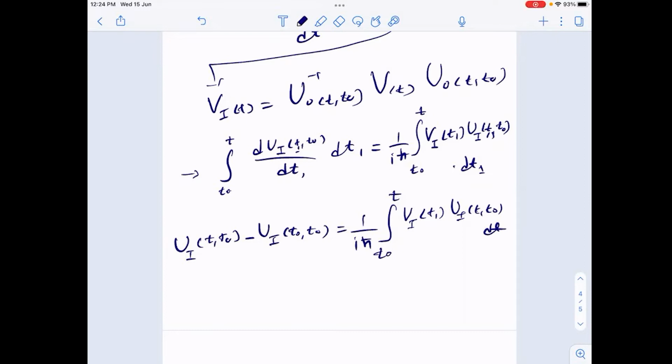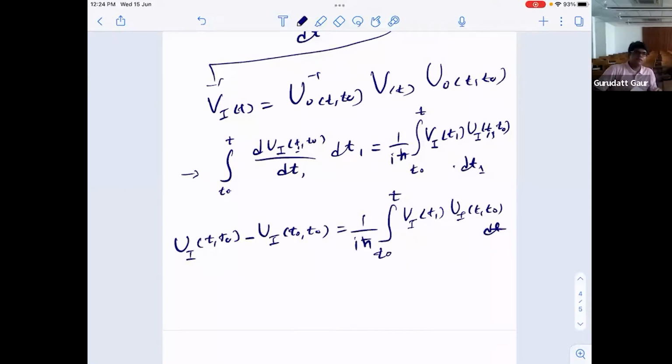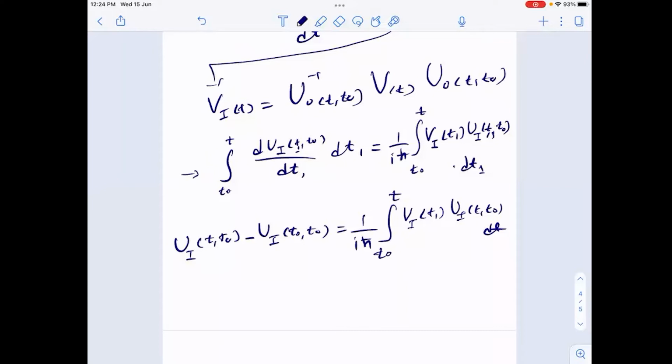What do you think we should do now next? Sir, substitute VI of the expression here on the right hand side, right? He is saying that we can substitute the expression for VI of T. Okay, fine. Let's focus.